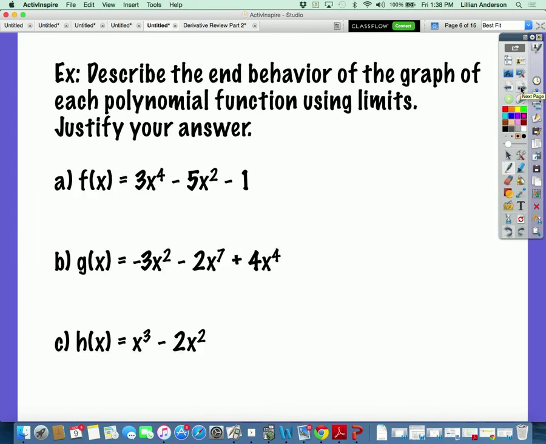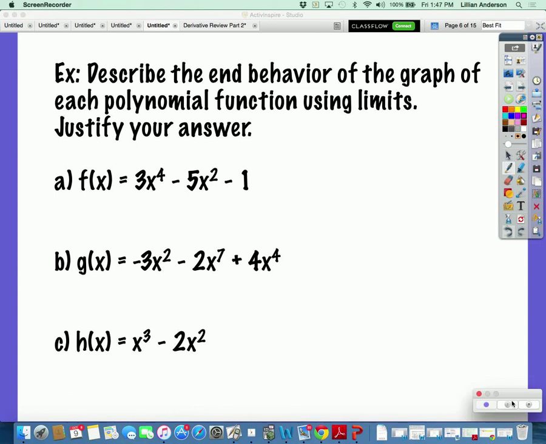So, I want you guys to take a second. If you're watching this video, pause the video and describe the end behavior using limits, okay? And I want you to justify your answer, so tell me why. You can do it in a quick sketch of what the function would look like. We're not graphing these, we're using our knowledge of end behavior, leading coefficient, and degrees, okay? It's like what you did on that activity on the back side, all right?